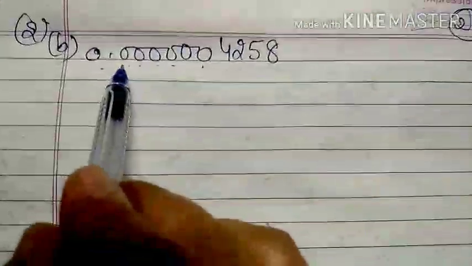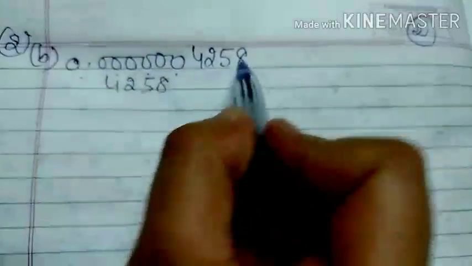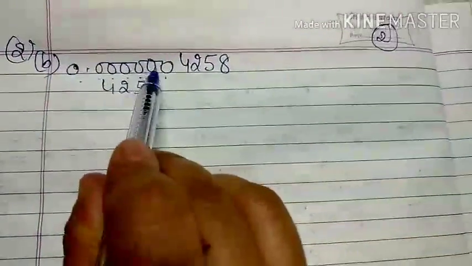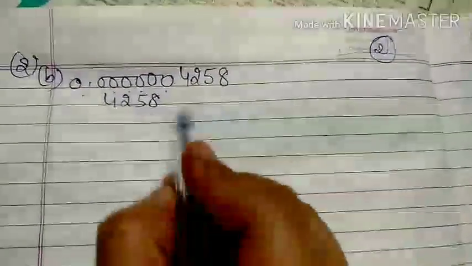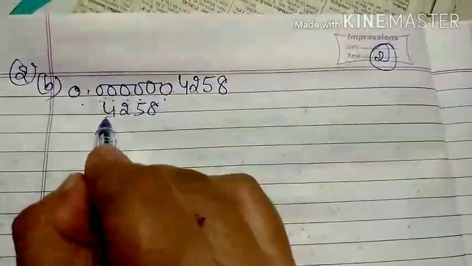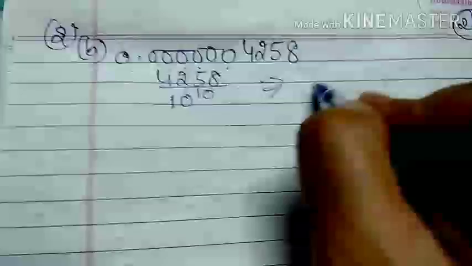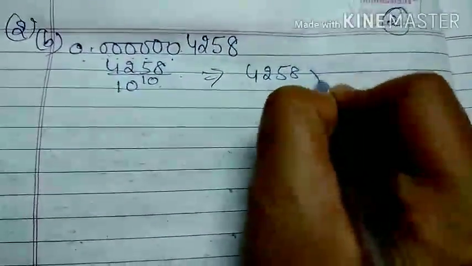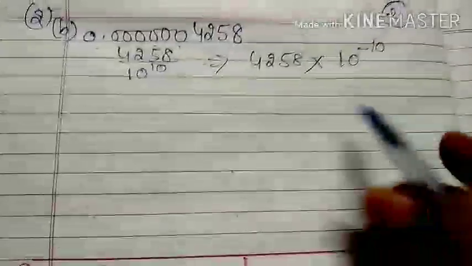First, I will remove this decimal sign. So first I will count how many digits are after the decimal, 1 2 3 4 5 6 7 8 9 10. So there are 10 digits, which means 10 raised to power 10 should be in the denominator. When it goes to the other side, it becomes 4258 times 10 raised to minus 10. When the power goes upward, it changes from positive to negative.